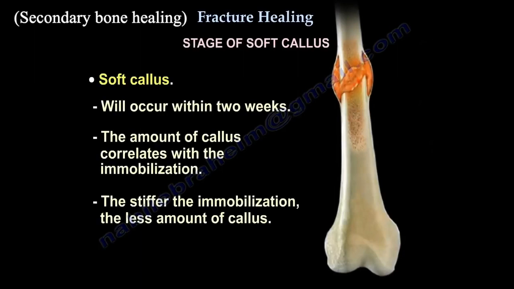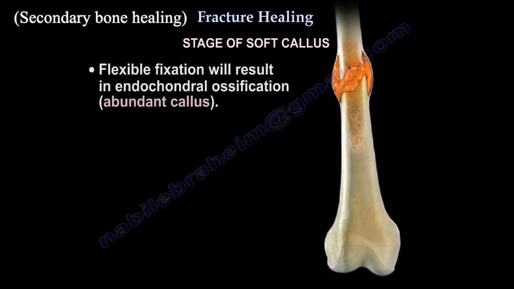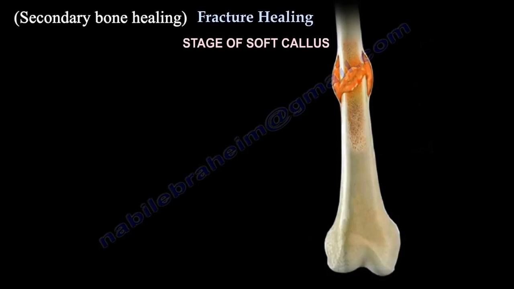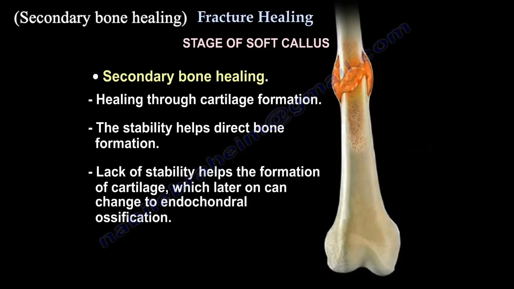The amount of callus correlates with the immobilization. The stiffer the immobilization, the less callus. Flexible fixation will result in endochondral ossification and abundant callus. Secondary bone healing is healing through cartilage formation. So the stability helps direct bone formation. Lack of stability helps the formation of cartilage, which later on can change to endochondral ossification.